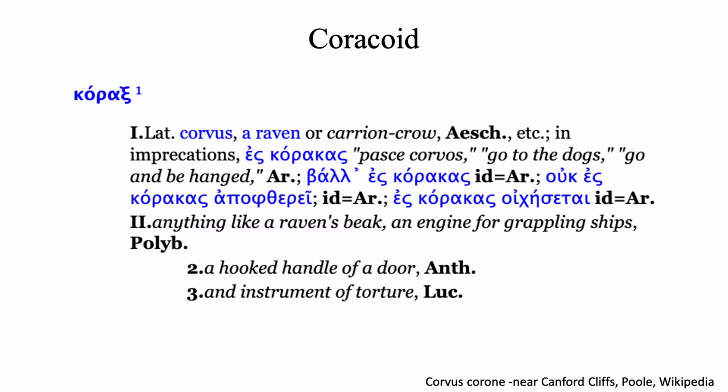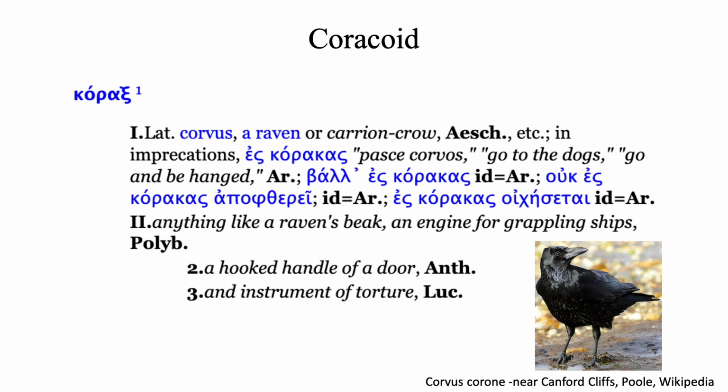Coracoid probably comes from the word for crow in Greek, and there, as you can see, this is from Perseus, which I'll get to later. It's a free database on the web. This is from a dictionary meaning of corax, and you can see it means crow, or it may be a raven's beak. And as you can also see, some of these body part names come from appearance, not necessarily the crow beak, but a hooked handle, or anything that is hooked, or can be an instrument of torture.